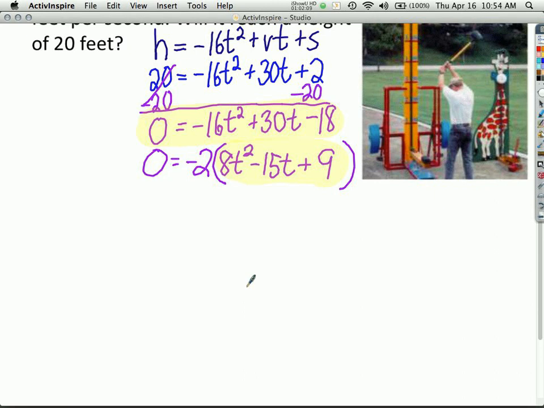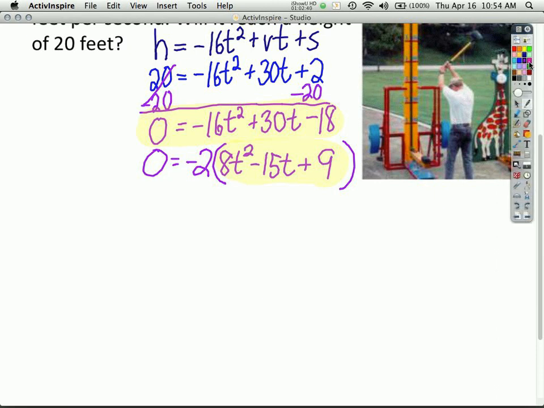Anyone have a thought? Better tool? We could try doing the trick, but the first step of the trick is doing A times C, and you end up with 72. Once the number gets greater than a certain value, the trick starts to become really hard, because there's lots of factors of 72, and you don't want to have to go through all of them. So at this point, the best tool is probably the quadratic formula. Nicely done. So let's go ahead and use the quadratic formula.